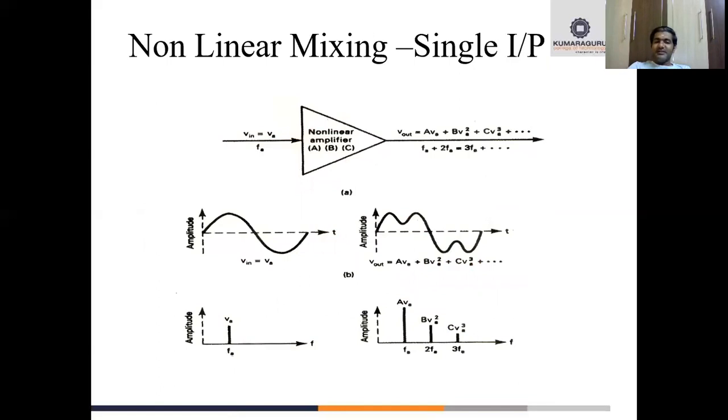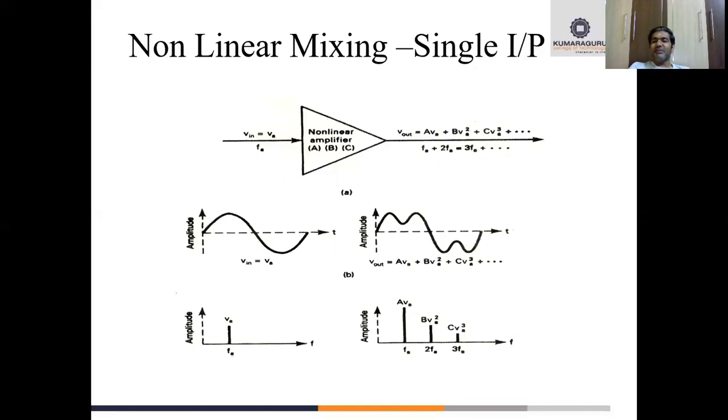So when you give a single input signal to a nonlinear device, which can be a diode or JFET, you will have your output component following this input-output relation: A times VA plus B times VA square plus C times VA cube. So this is nothing but your input-output governing equation. Okay, and when you plot the spectrum of this, you will have frequency components at multiples of your fundamental frequency, FA, 2FA, 3FA, and so on. Okay, this FA is called the first harmonic or fundamental frequency, 2FA is called the second harmonic, and 3FA is called the third harmonic. So you will have an infinite number of harmonics in your output.